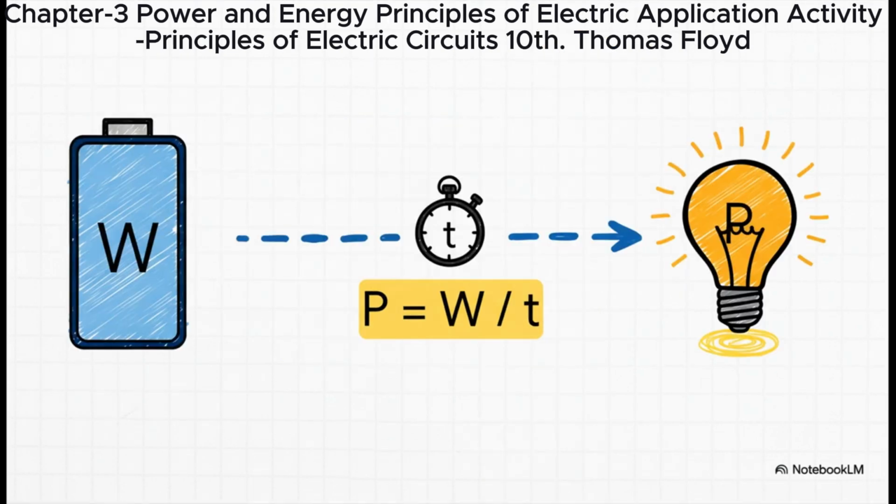And this leads us to a beautifully simple fundamental relationship. Power is simply energy divided by time. P equals W over T. So if you use 1 joule of energy over the course of 1 second, that is, by definition, 1 watt of power. It's that straightforward. The watt is our yardstick for measuring how fast work is getting done.